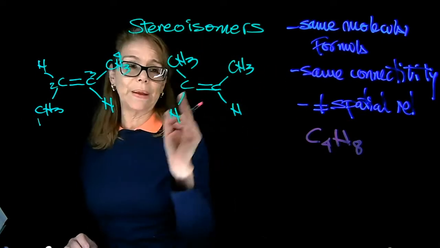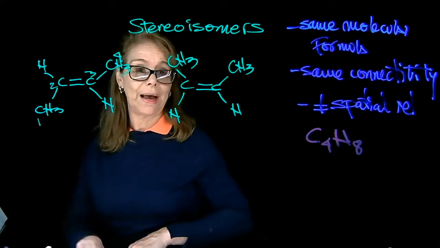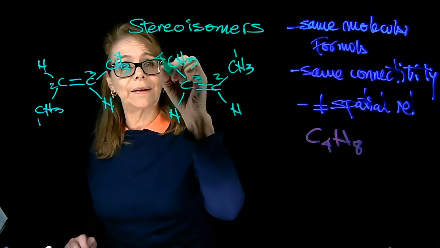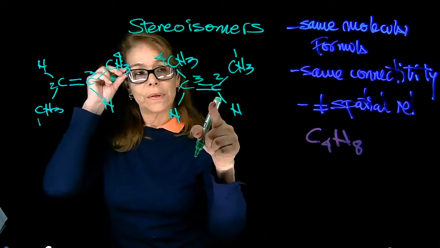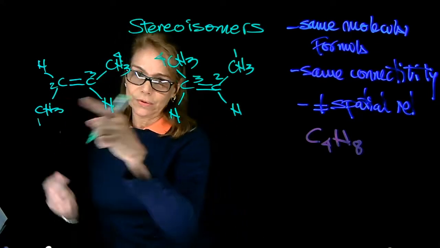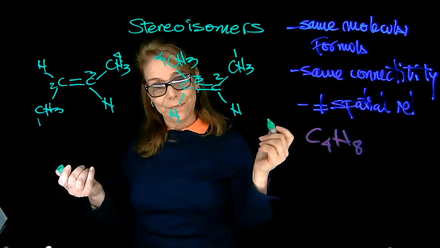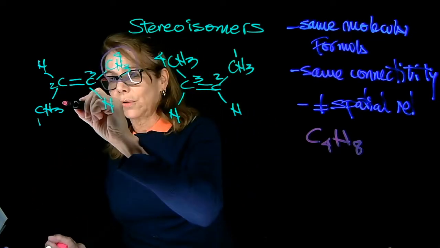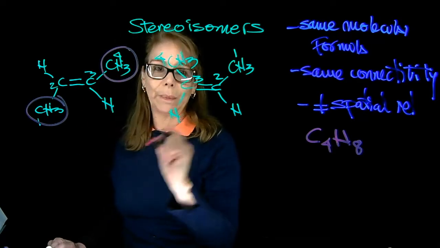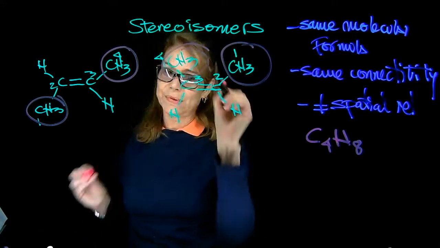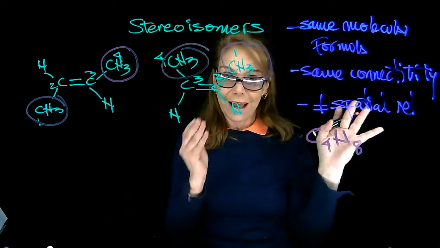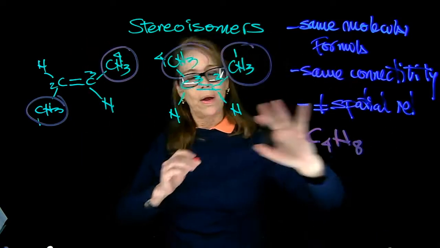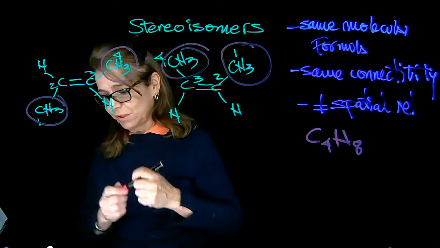Not only that, but if I number the atoms in the 2 molecules, I see that there is a double bond between carbon 2 and 3, and 2 and 3. Connectivity-wise it is the same. But I notice also that these 2 methyl groups are opposite to the double bond, and here they are on the same side. So a different relationship in space of the 2 groups. So, spatial relationship.